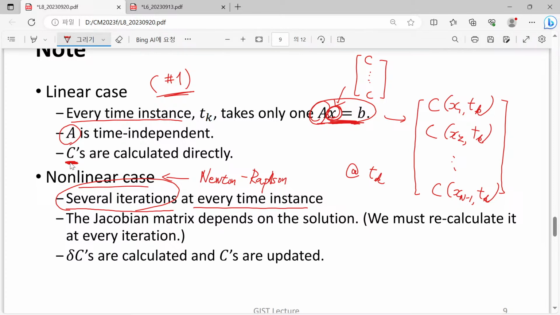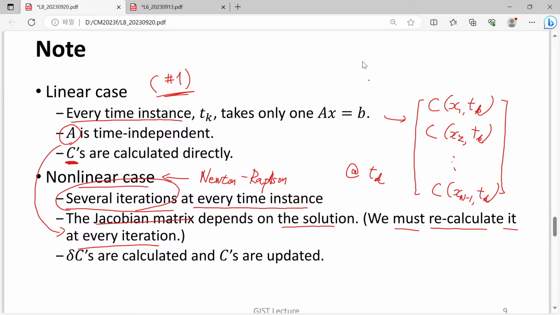And as I explained already, the Jacobian matrix, the A matrix, depends on the solution. So we must recalculate the Jacobian matrix at every time instance. So in practice, this takes quite long. I mean, yes, in many cases that costs quite a lot. So it is also not a good case.